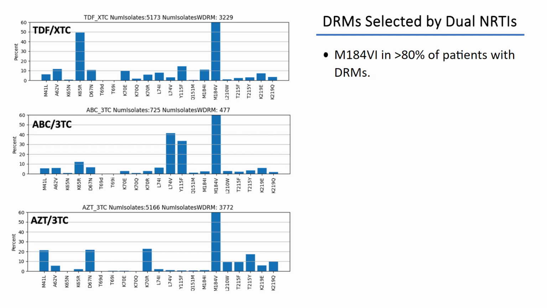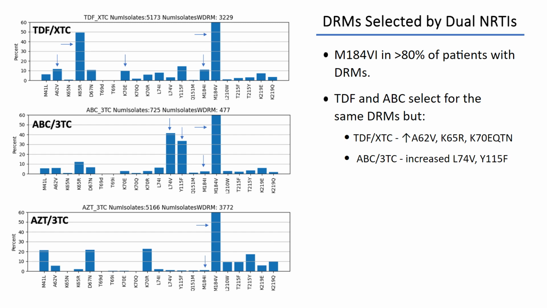For each of the 3 dual NRTI combinations, more than 80% of samples with a DRM had M184V or I. As you can see from these figures, M184V is much more common than M184I, which is believed to result from the increased replicative fitness of M184V relative to M184I.